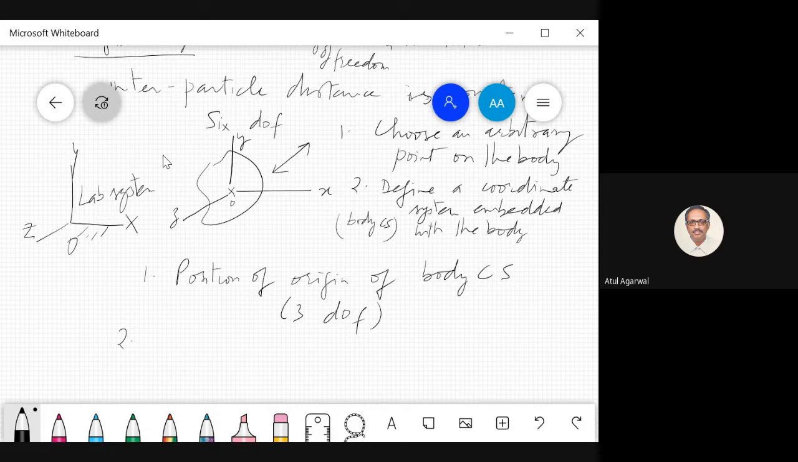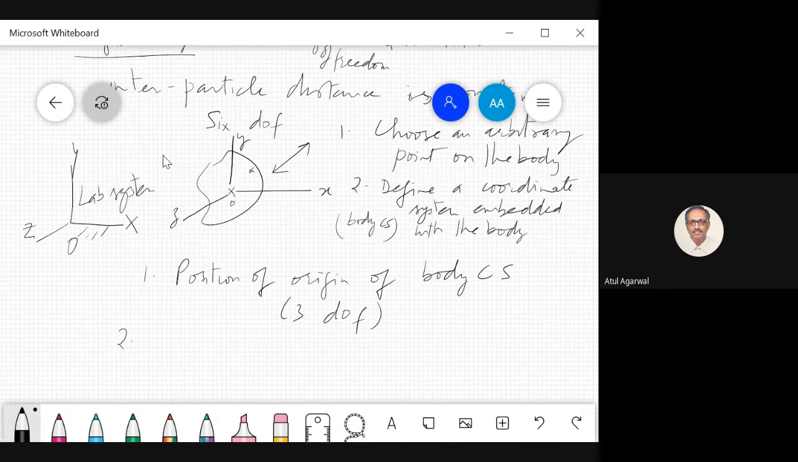Number 2, what are the other degrees of freedom you need? You take any point in the body. As noted, this body coordinate system is rotating. Yes, sir, rotational and vibrational. Okay, we'll get to it.